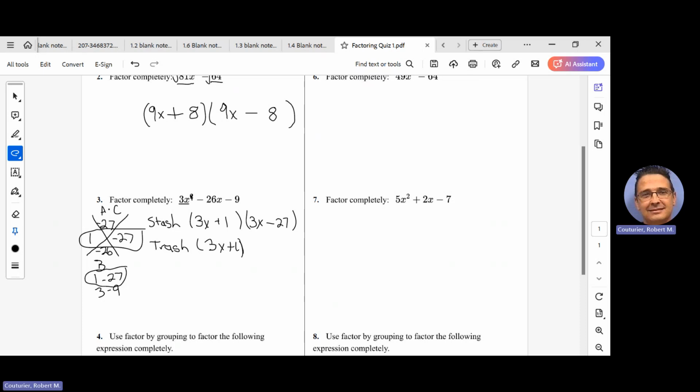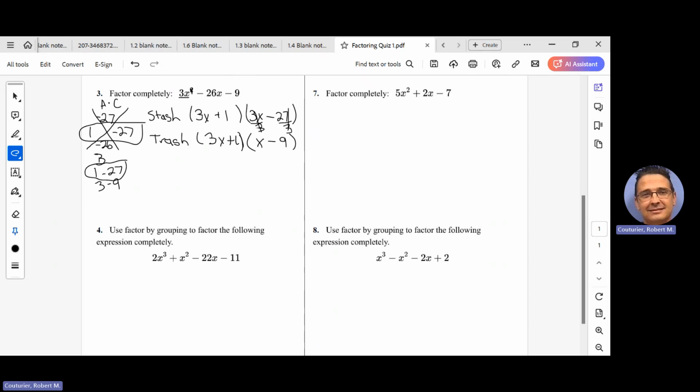Okay, now we look at 3 and 27. Is there a common factor here? Yes, 3 goes into both of those. So we're going to just trash this factor, divide it out. These cancel. That leaves us with the next. These leave us with a negative 9.